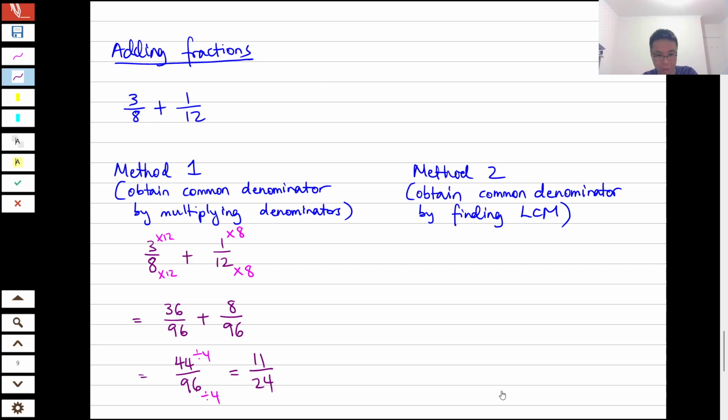Alright, that's the first method. This method is always going to work, and it's your fallback if you're rusty with your times tables or you're just not sure what to do.